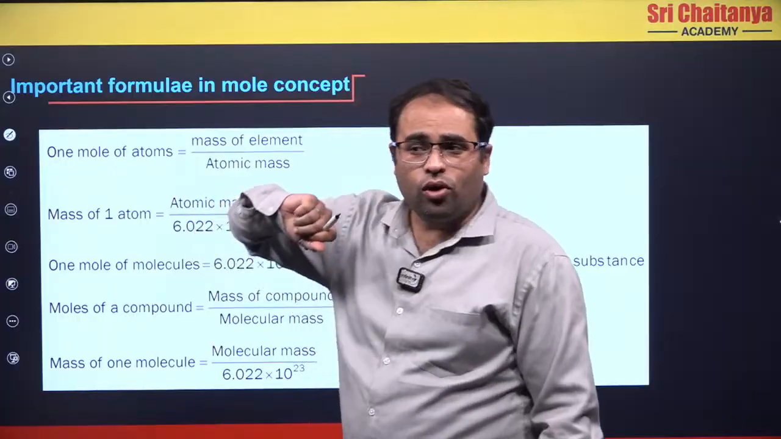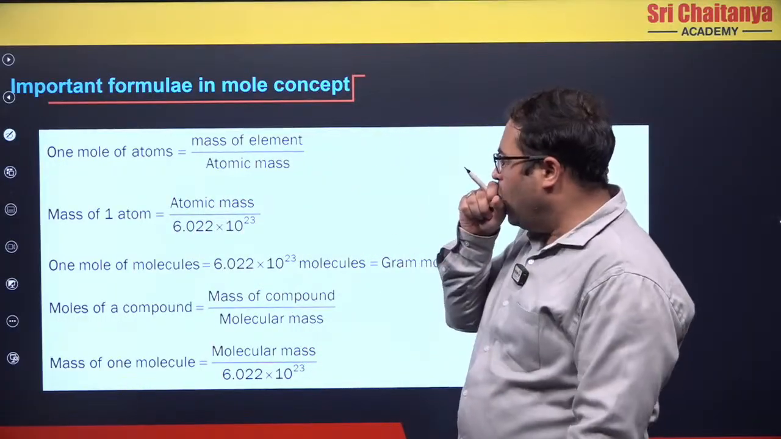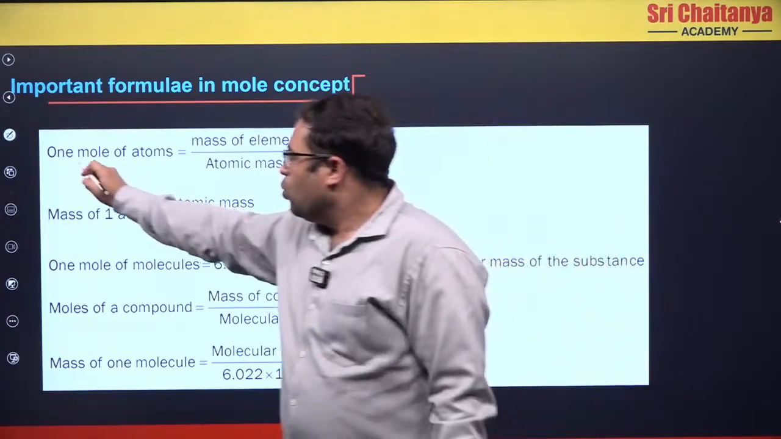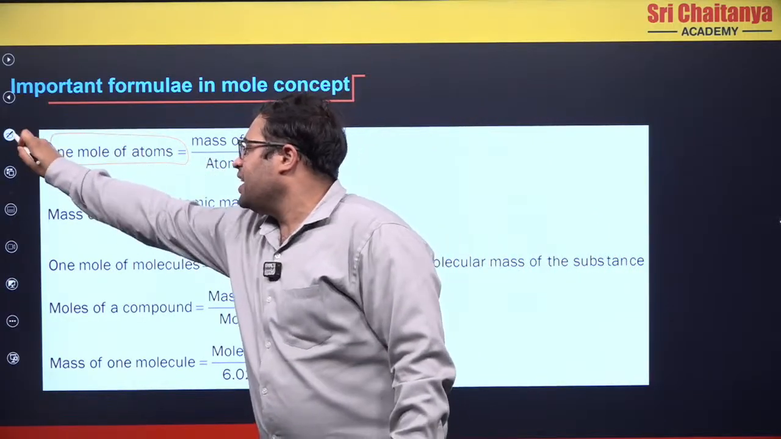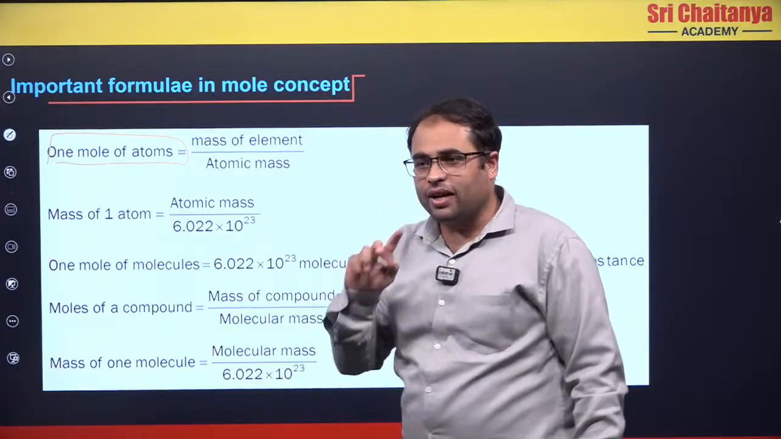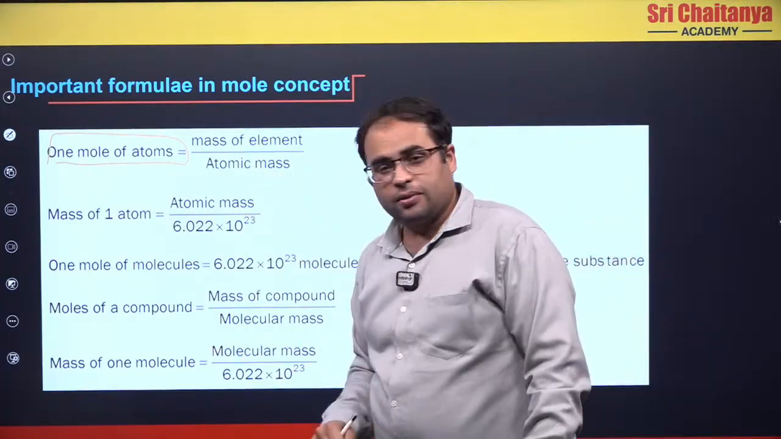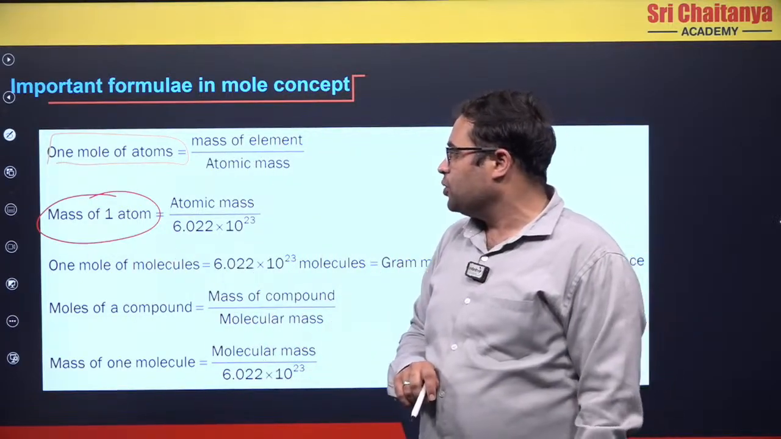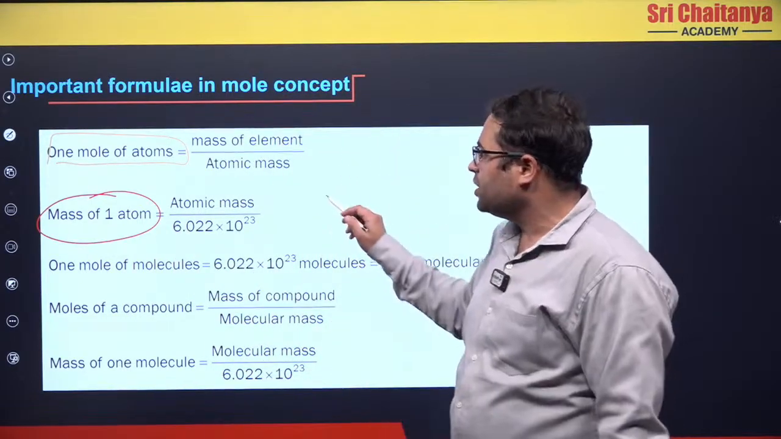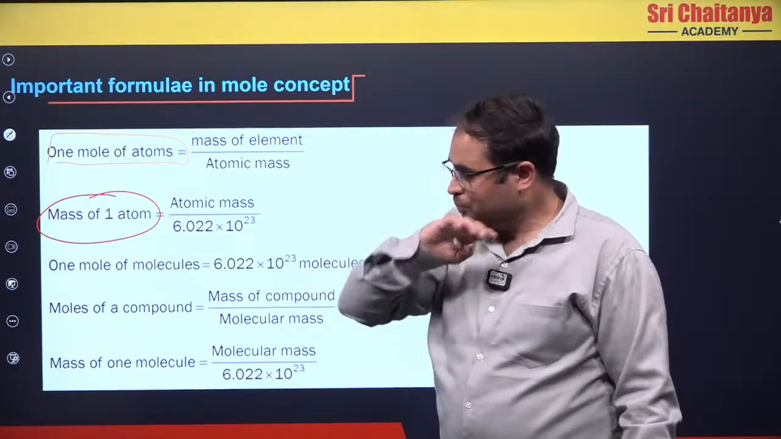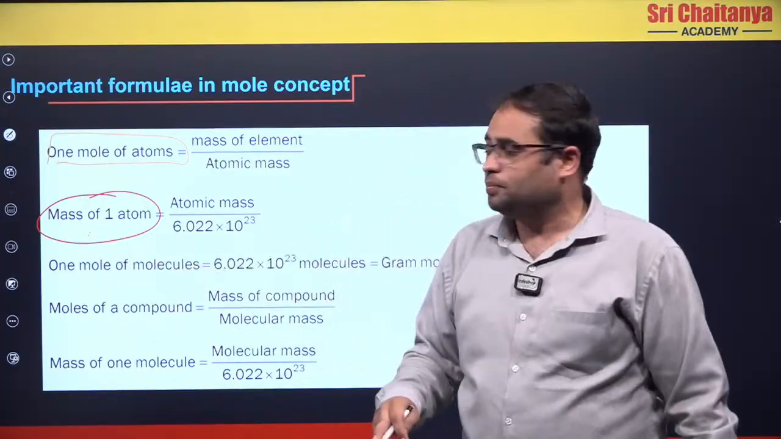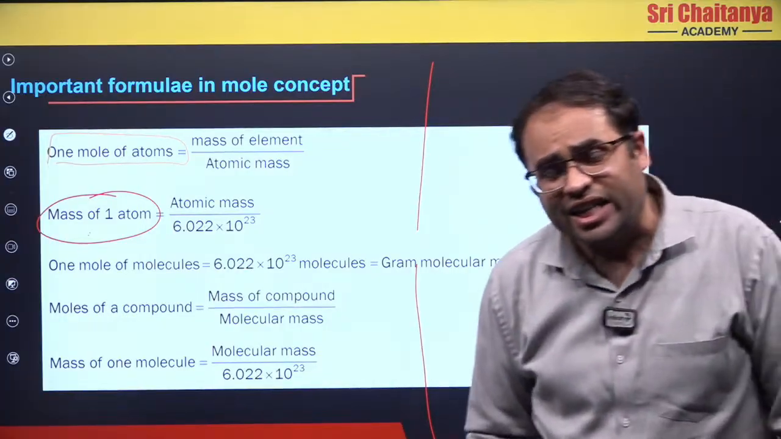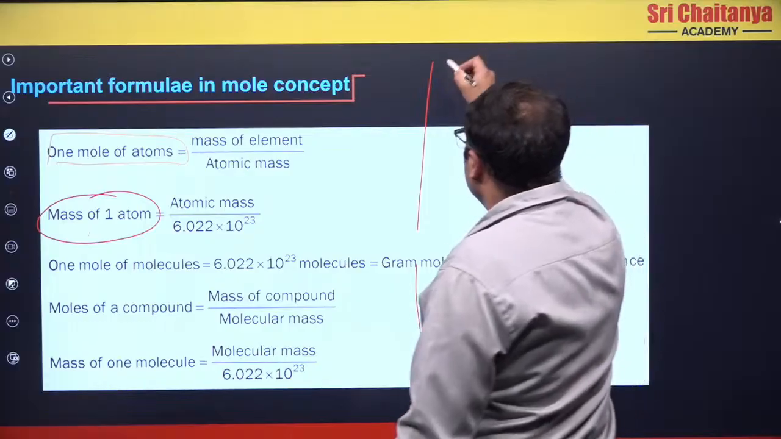Important formulae in the mole concept. 1 mole of atoms. If they talk about any time 1 mole of atoms, it will be mass of element divided by atomic mass. Mass of one atom will be atomic mass divided by 6.023 into 10 raised to power 23. Now, how are you getting this mass of one atom? See, the calculations for this are fairly simple. Just use your logic.